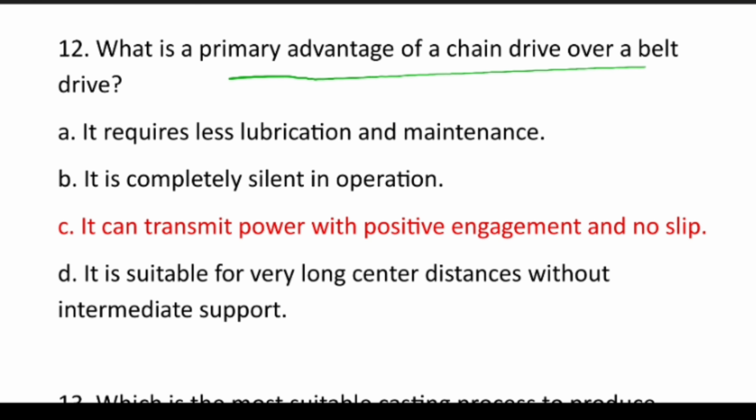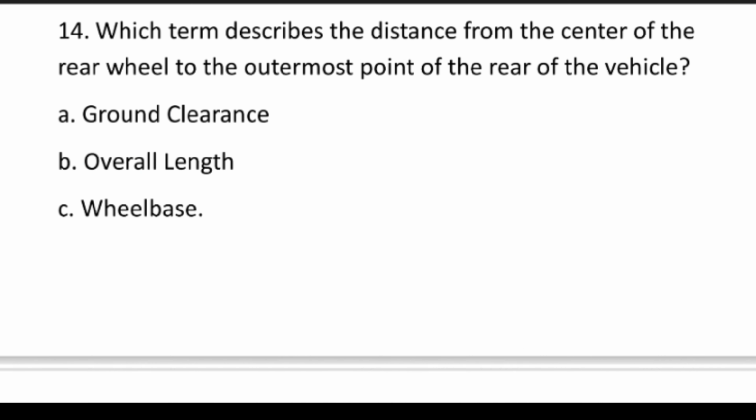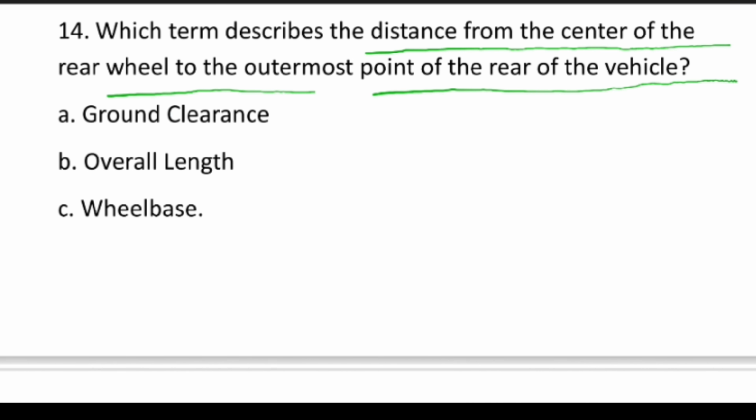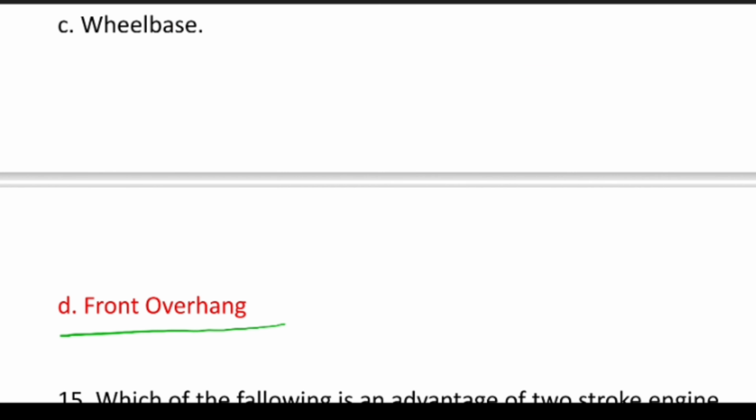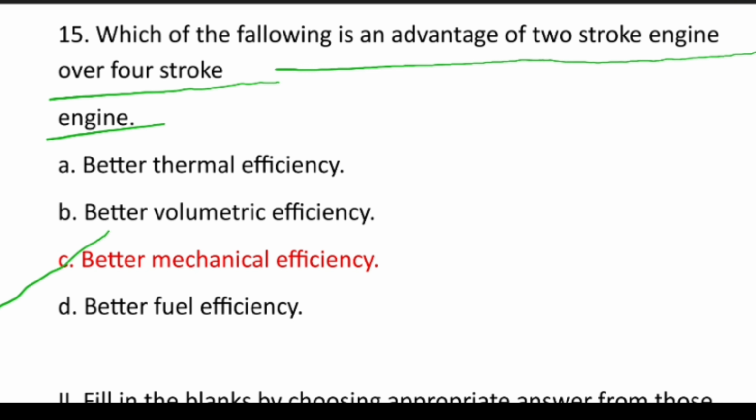What is the primary advantage of chain drive over belt drive? Option C, it can transmit power with positive engagement and no slip. Which is the most suitable casting process to produce engine cylinder liners? Option B, centrifugal casting. Which term describes the distance from the center of the rear wheel to the outermost point of the rear of the vehicle? Option D, rear overhang. Which of the following is an advantage of a two-stroke engine over a four-stroke engine? Option C, better mechanical efficiency.